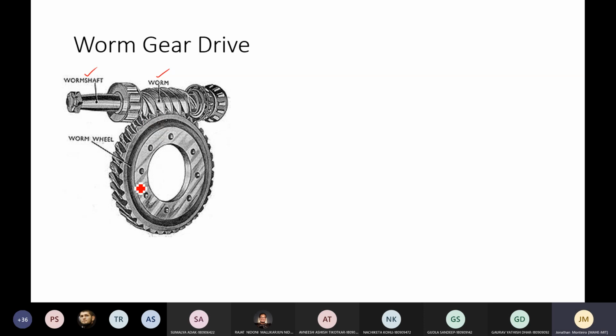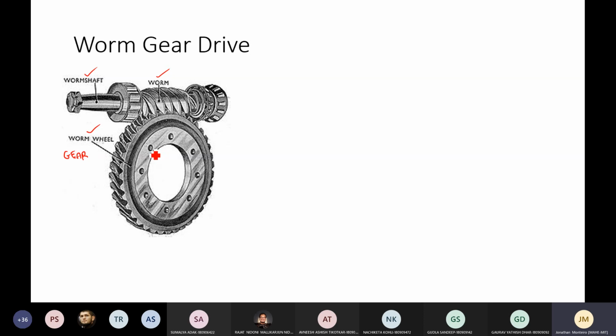What about this gear? We call it a worm wheel in general, or also a gear. Many different people use different nomenclature, so we'll come across this gear concept also. Strictly speaking, it is a worm wheel, but generally called a gear. So in a worm gear drive, one is a worm, one is a gear.